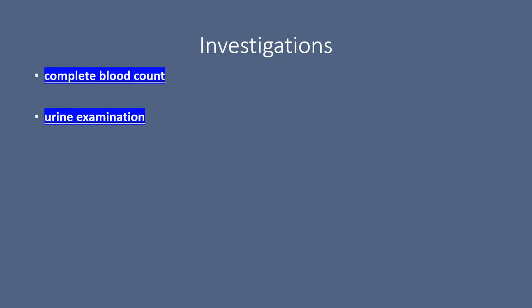The investigations for renal cell carcinoma. First, a complete or full blood count, checking for signs of anemia or other abnormalities. Urine examination for the presence of RBC or even malignant cells. This will be followed by an abdominal and kidney ultrasound. This is to look for any abnormal lesions, masses in the kidney, enlargement of the kidney, or distortion of the calyces.